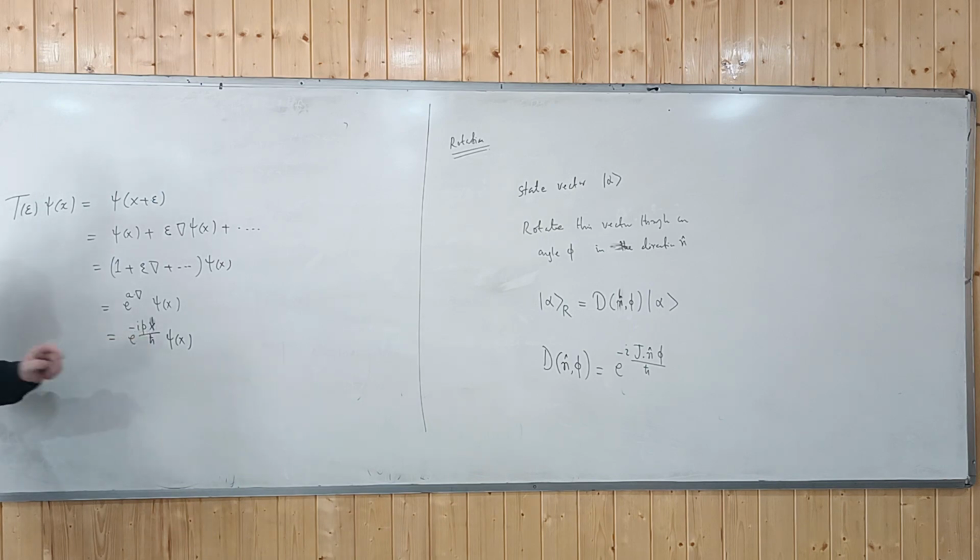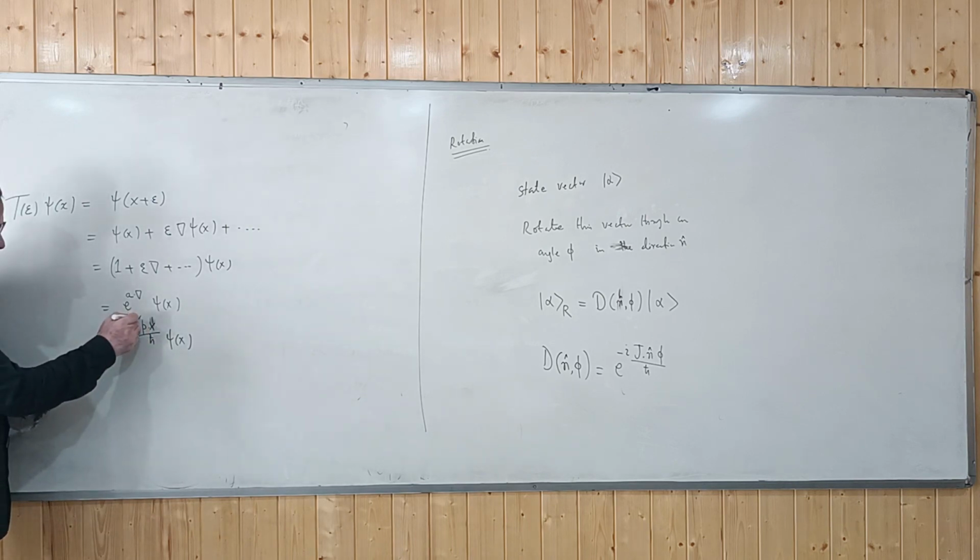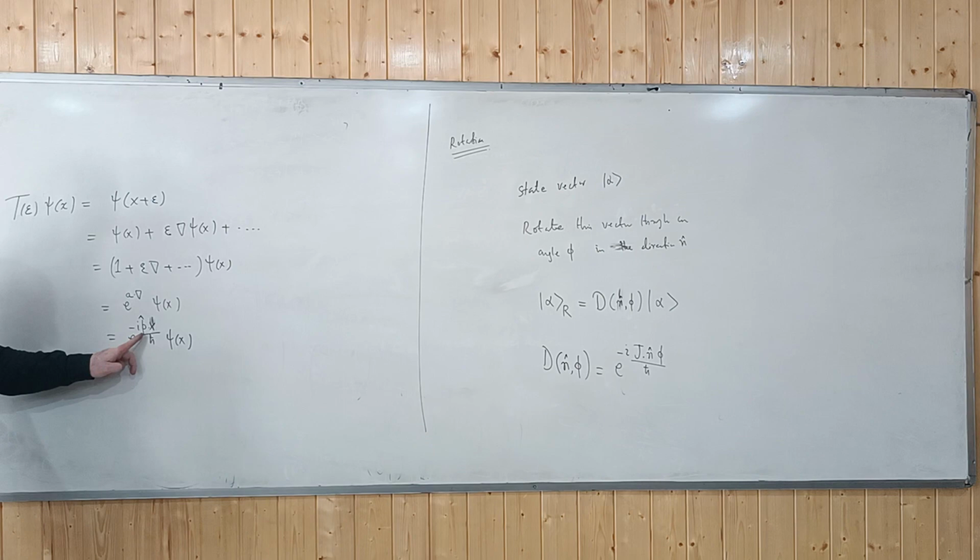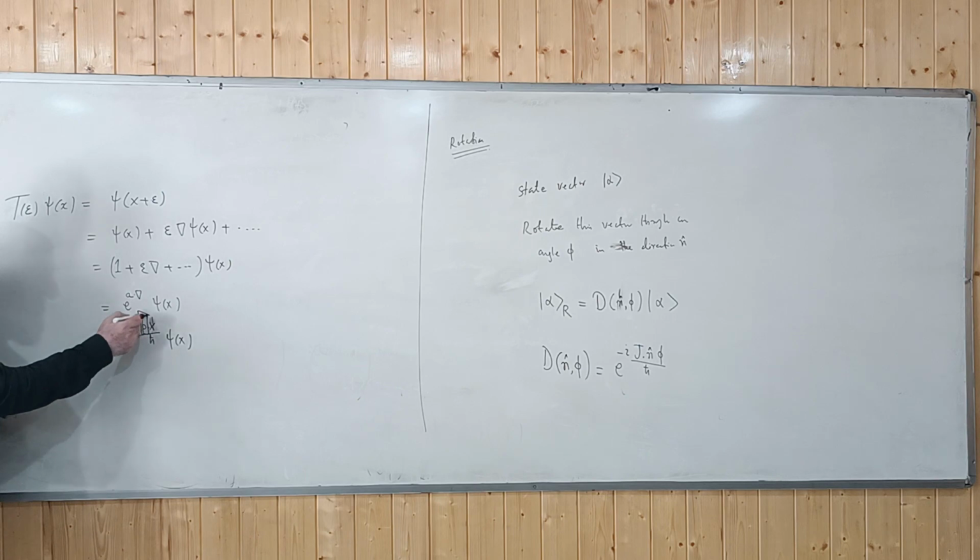e raised to the power minus i p dot x by h cross. So let me take this thing. So what you have here is an operator p, which translates your wave function through a certain x. Clear? Or in other words, it translates your wave function through a finite distance of a. So what does that mean? I call this p the generator of the translations.